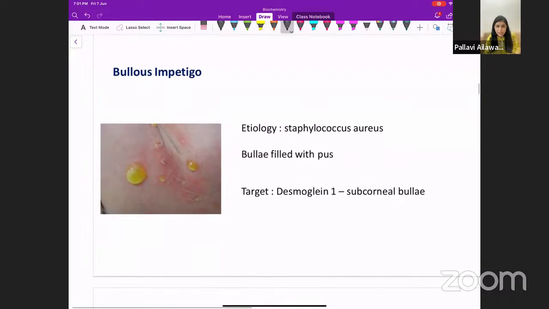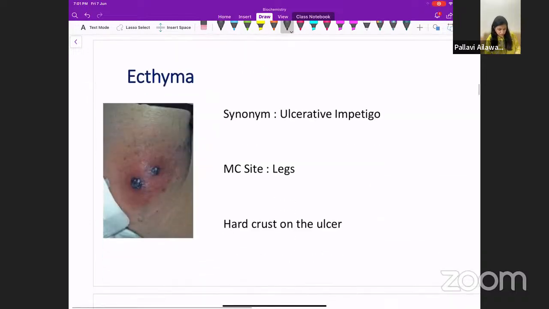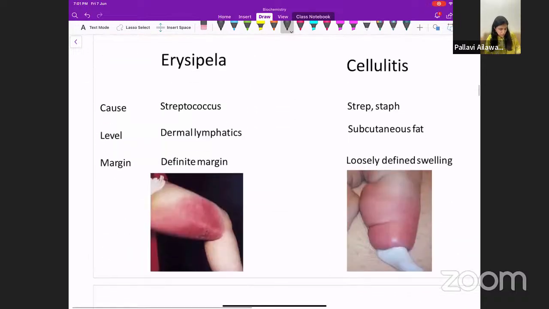Then we have bullous impetigo, which is caused by Staph aureus. You see these pus-filled bullae. Here you have to know what is the target of the toxin. That is desmoglein 1. What is the level of the split in the epidermis? It is a subcorneal split. Ecthyma, they don't ask you as such. With erysipelas, you need to know the target of infection here. That is dermal lymphatics. The upper dermal lymphatics are involved in erysipelas.